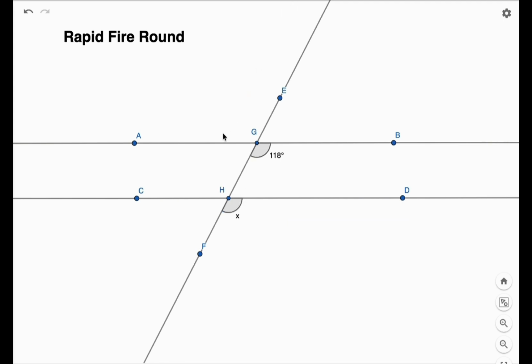What is the value of X here? X is 118 degrees. Corresponding angles, they form an F shape.